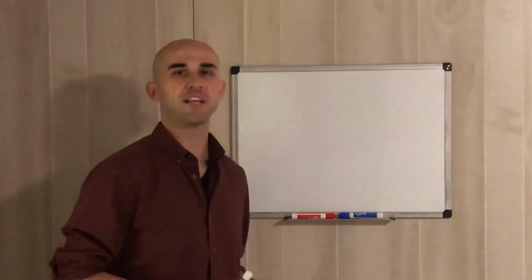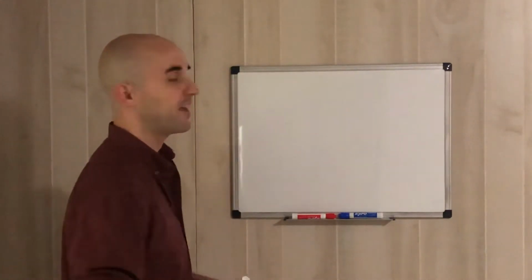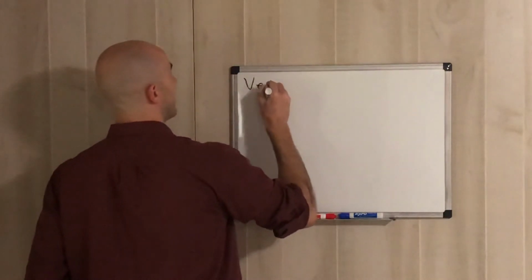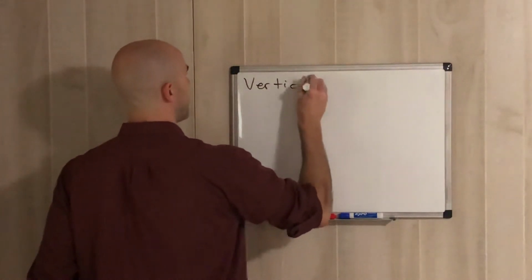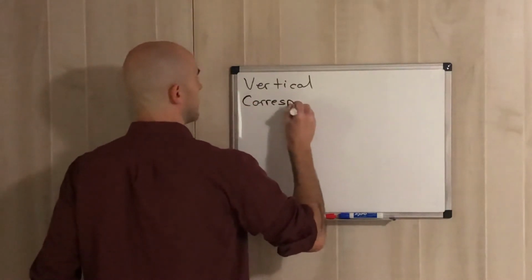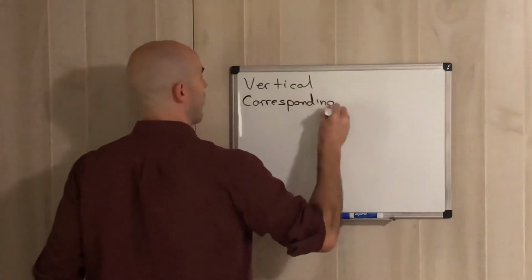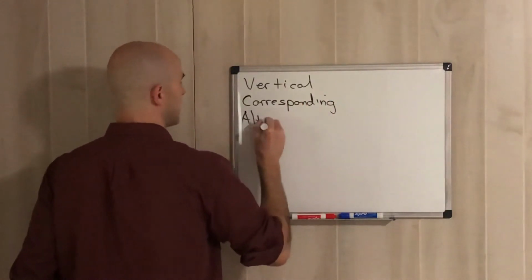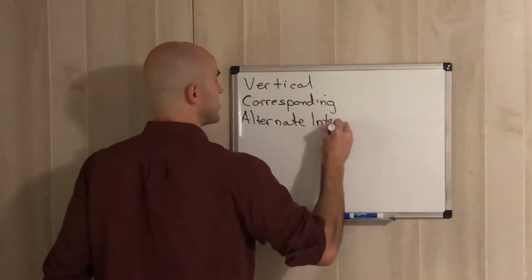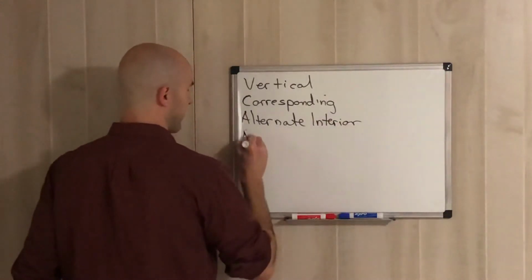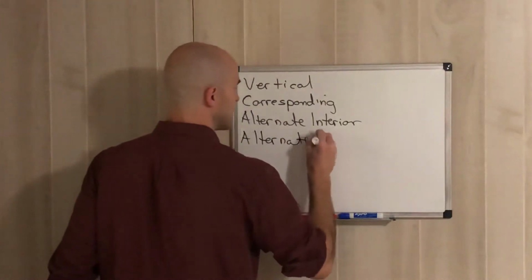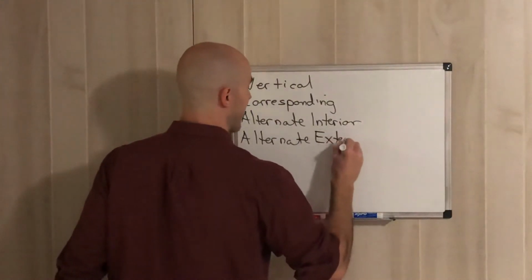So again, the last couple of days we've been working with all these special types of angles. All the angle relationships that we have: vertical angles, corresponding angles, alternate interior, and if we have alternate interior, we also have alternate exterior. And then the last one that we have is the same side interior angles.